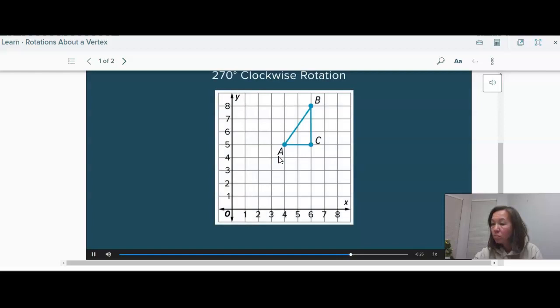Finally, let's look at an example of a 270 degree rotation. Rotate triangle ABC 270 degrees clockwise about vertex A. For each rotation about vertex A, A prime will be in the same position as A. Point B is rotated 270 degrees, and point C is rotated 270 degrees.